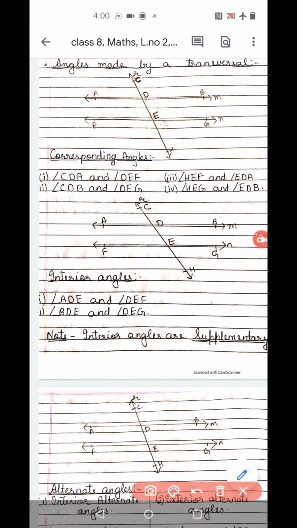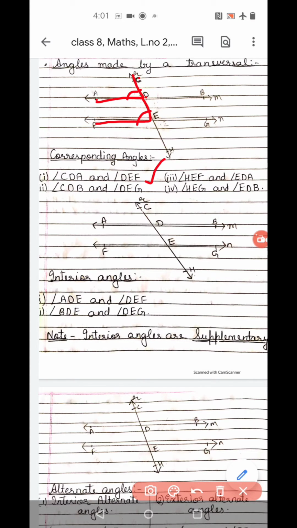The corresponding angles which form are angle CDA and angle DEF. You can see angle CDA, that is this angle, and angle DEF. These two are corresponding angles, and always remember this is a property of parallel lines and their transversals: corresponding angles are congruent.